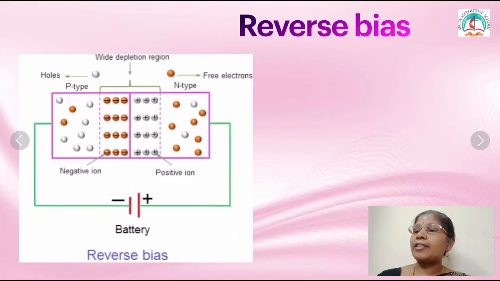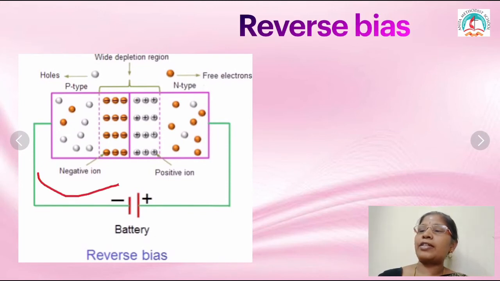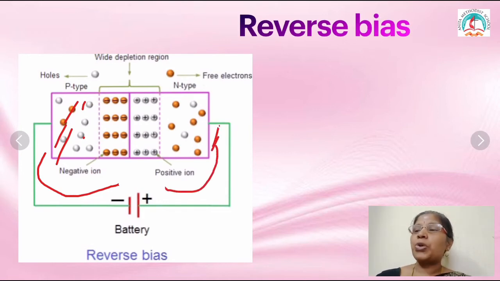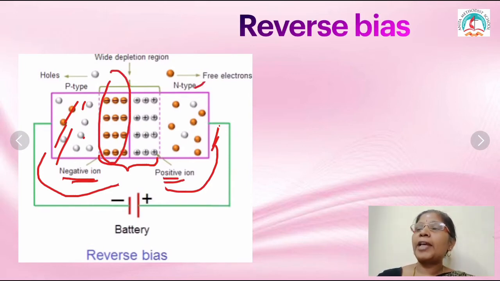Now, the electrons on this side cancel the holes in the p-type. In the same way, the holes coming from here cancel the electrons on this side. So, the width of the depletion region goes on increasing. The negative ions in the p-type semiconductor and the positive ions in the n-type semiconductor go on increasing. So, the width of the depletion region is greater.